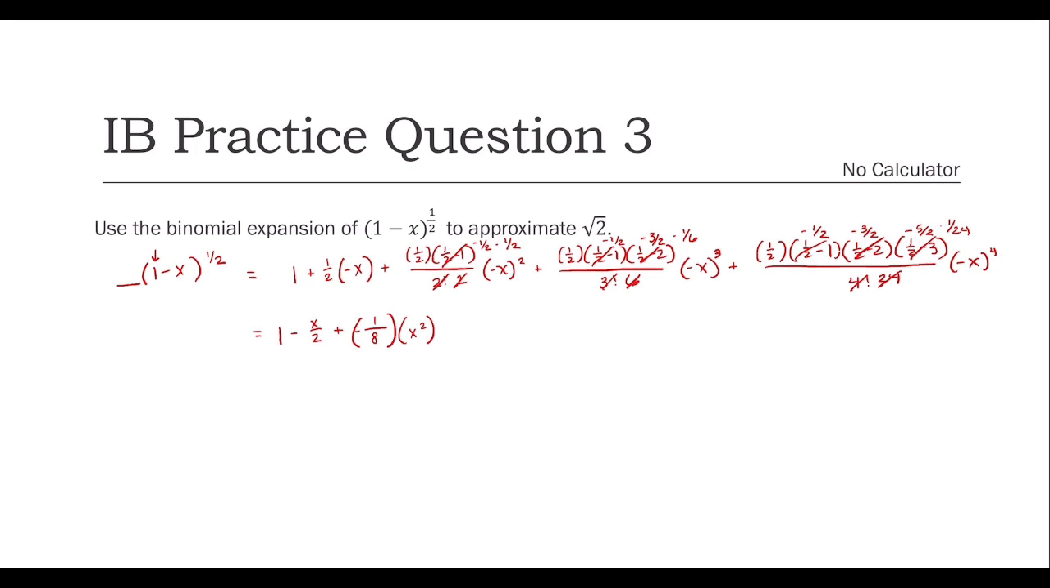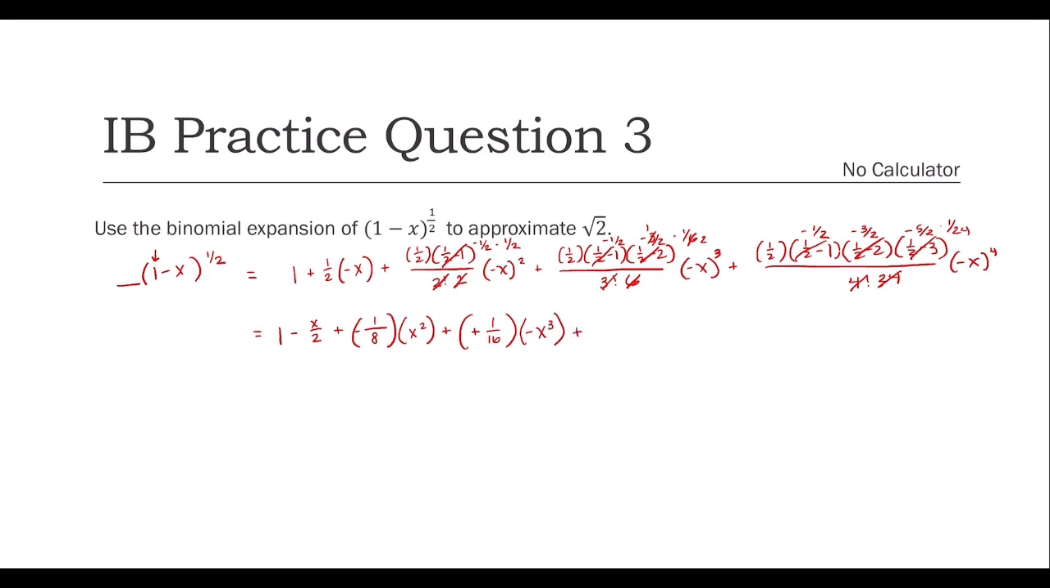Then for this third one, we can simplify. This can become a 2, and this can become a 1. So then we have 1/2 times 1/2 times 1/2 times 1/2. And 2 of them are negative, so it's going to be a positive 1/16. And then negative x cubed is going to be negative x cubed.